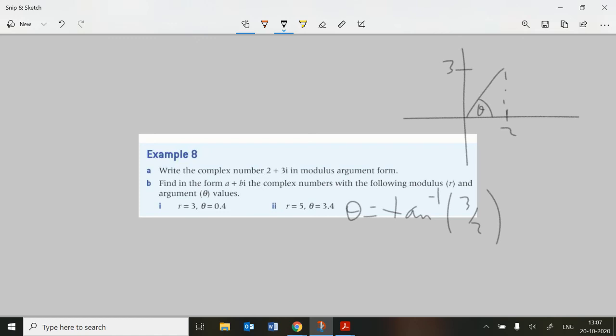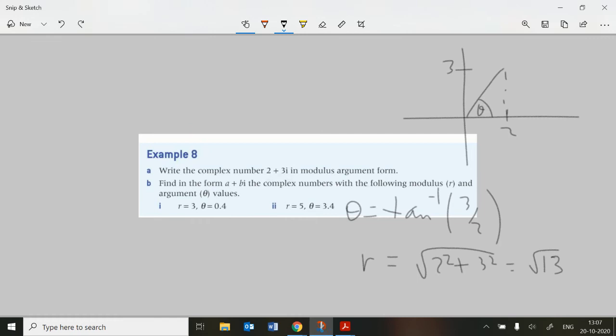And the modulus, so that's the argument that we found there, the modulus there is just going to be equal to r, which is the square root of 2 squared plus 3 squared. And that's going to give you, so that's 9 plus 4, so that's the square root of 13.